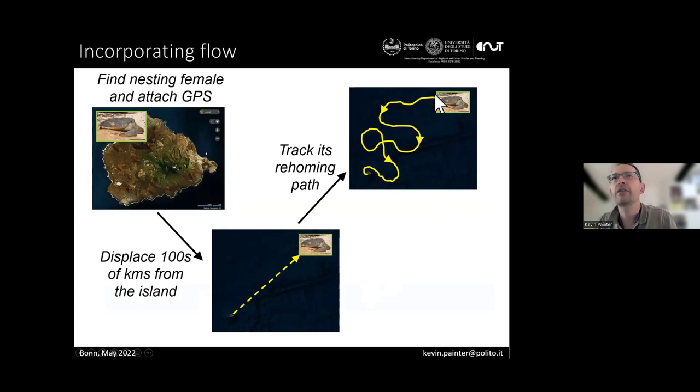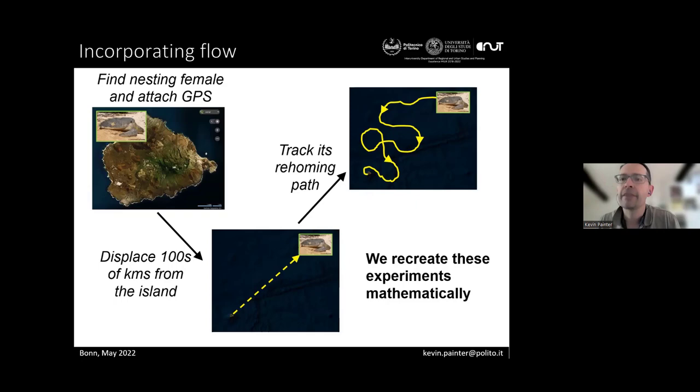And they can do this because when the turtles come to the island, over 6 months, they will lay about 5 or 6 clutches of eggs. So they want to go back to the island and lay as many eggs as possible while they're there.